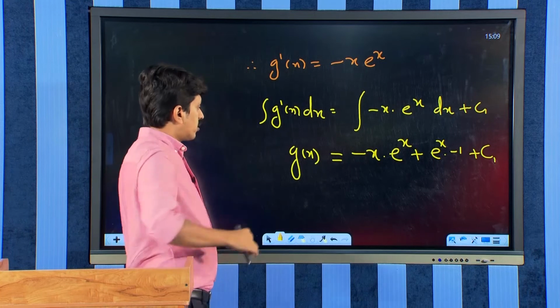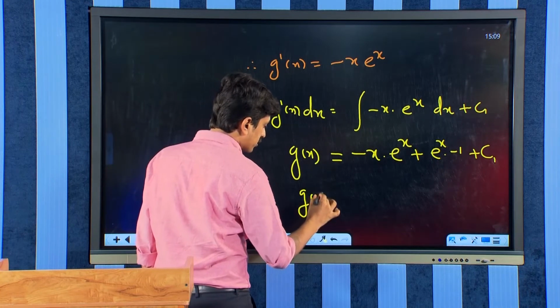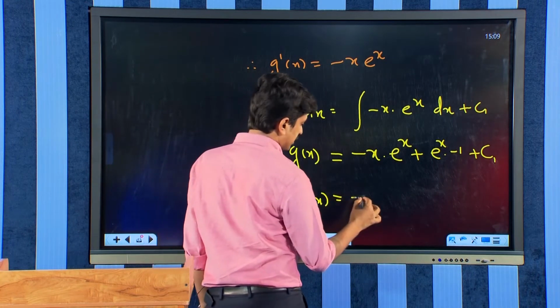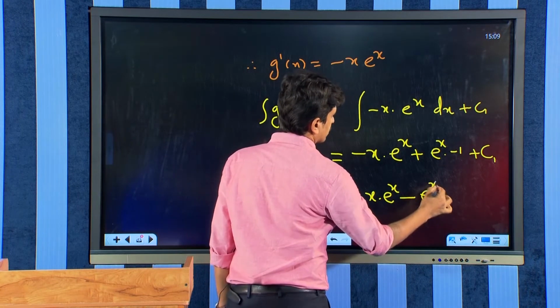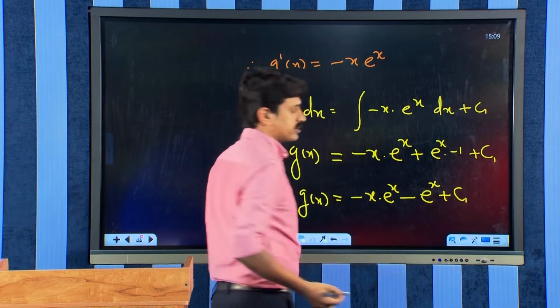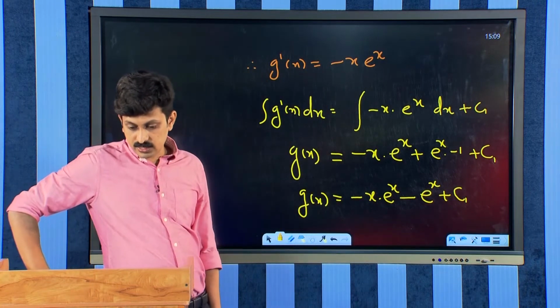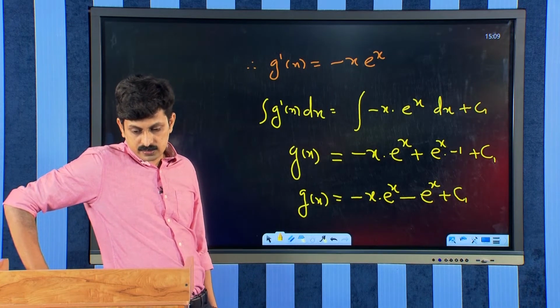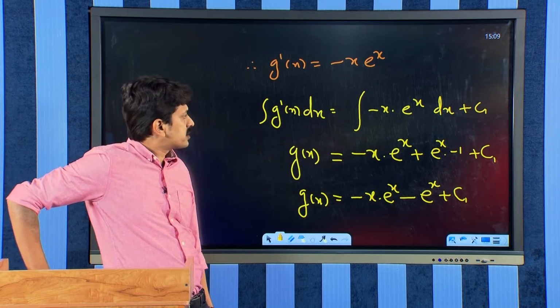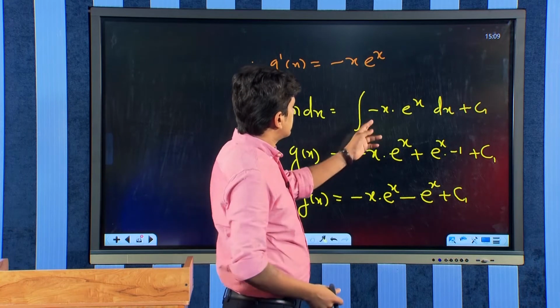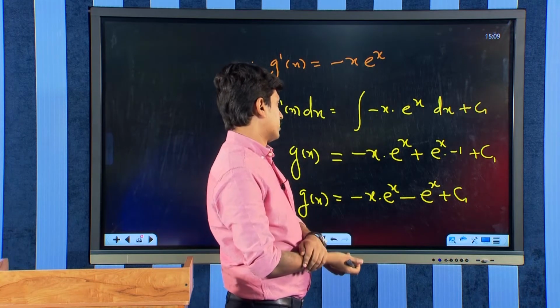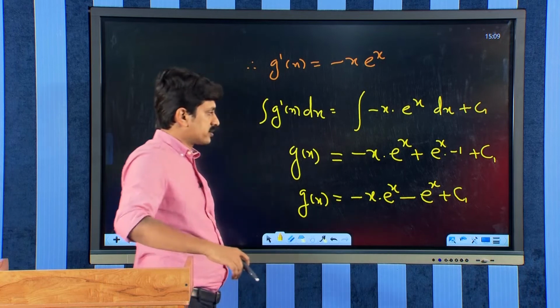So we can say that g of x is equal to minus x e raised to x minus e raised to x plus C1.